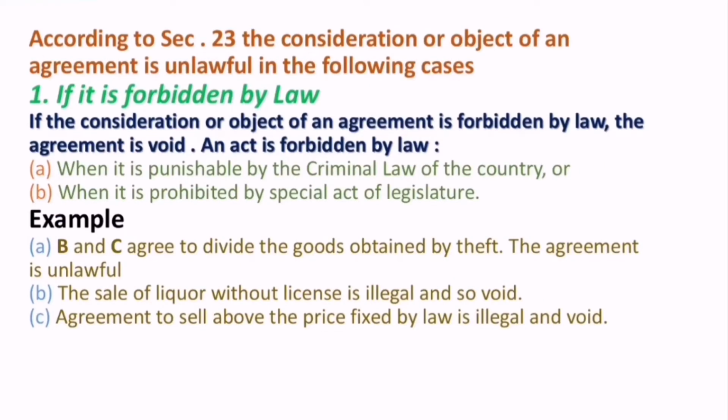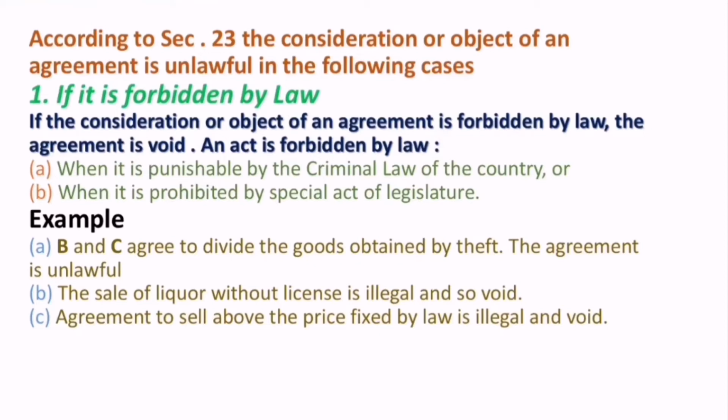According to section 23, the consideration or object of an agreement is unlawful in the following cases. So you can say section 23 guides us regarding the unlawful objects and consideration of an agreement. The first one is if it is forbidden by law. If the consideration or object of an agreement is forbidden by law, the agreement is void.